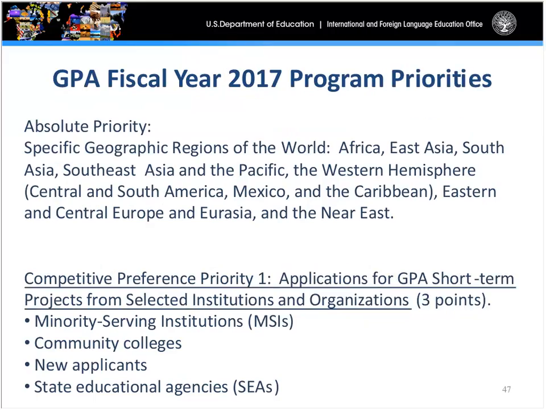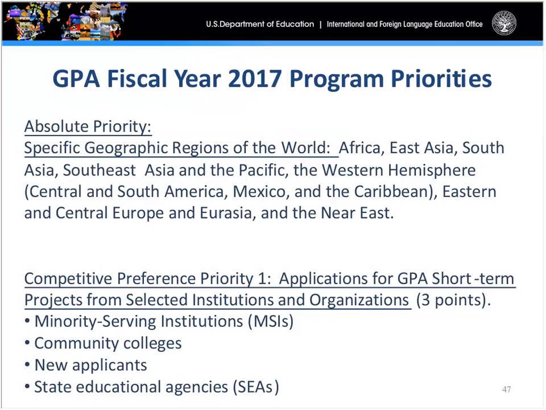Okay. So for 2017, we have several priorities, and for our absolute priority to be eligible for the program, all of our applicants must look at the regions of the world as far as Africa, East Asia, South Asia, Southeast Asia, and the Pacific Western Hemisphere. We're looking at those particular world areas only. If you look at areas that aren't described in the absolute priority, then you would not be eligible for funding. So I highly encourage you to take a look at the NIA as is written.